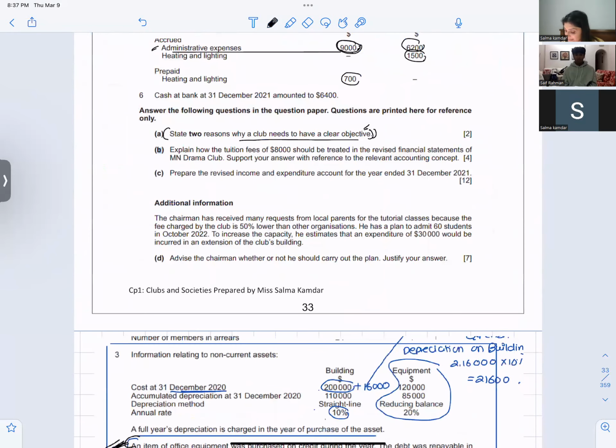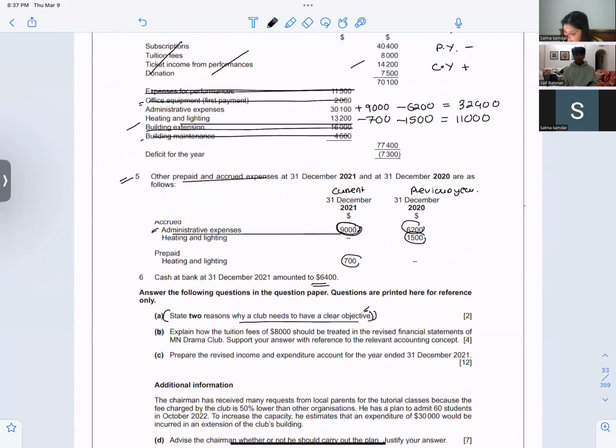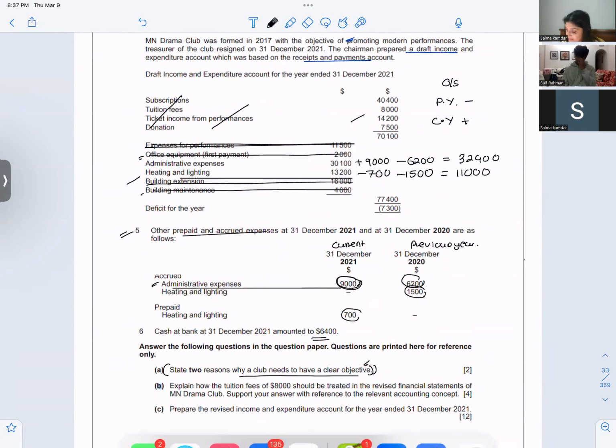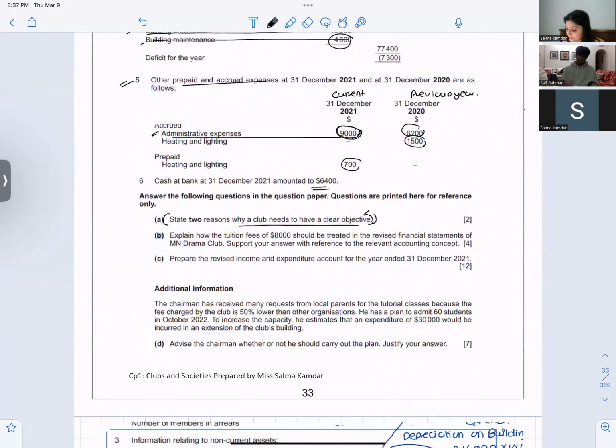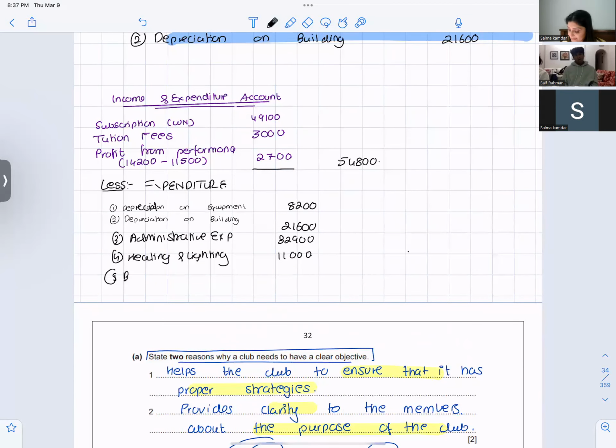Let's see. Cash and bank balance is given to me. That is of no need right now. That's building maintenance. Building maintenance 4,600. So revenue expense, building maintenance. What is the total of all your expenses? 78,300. It's a loss, I mean deficit. It is a deficit. How much? 23,500. It is a deficit of 23,500.